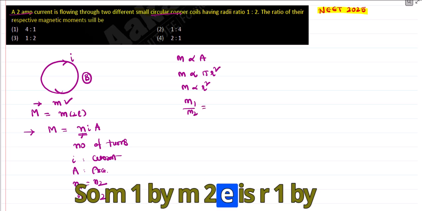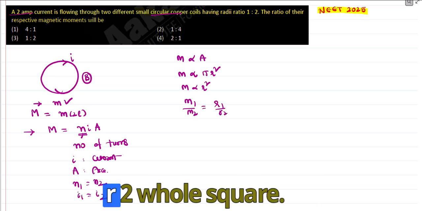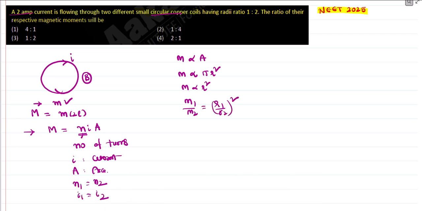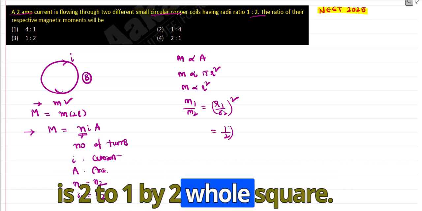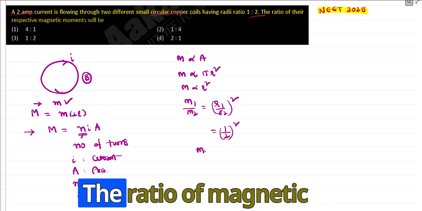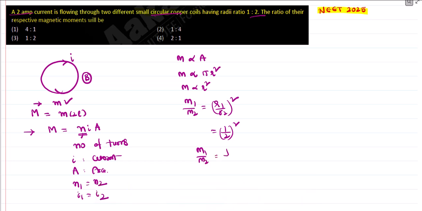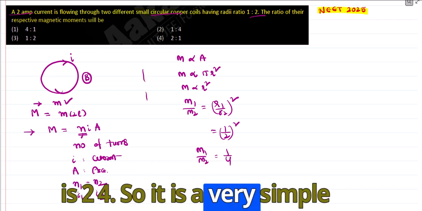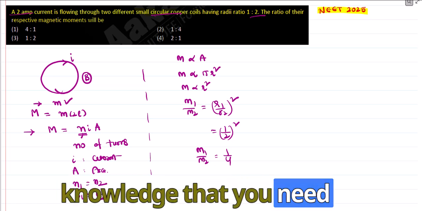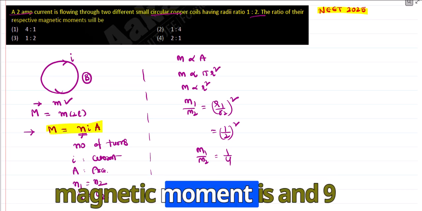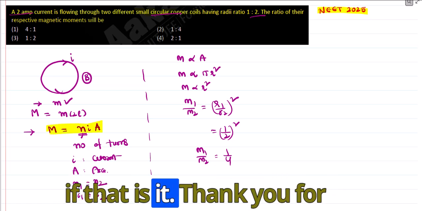So m1 by m2 is r1 by r2 whole square. Their radii are in the ratio of 1:2, so 1 by 2 whole square. So the ratio of magnetic moments is 1:4. So it's a very simple question to solve. To solve this question, the only knowledge that you need is that magnetic moment is NIA. That's it. Thank you for watching.